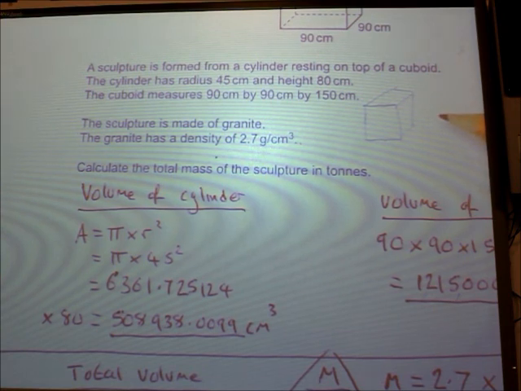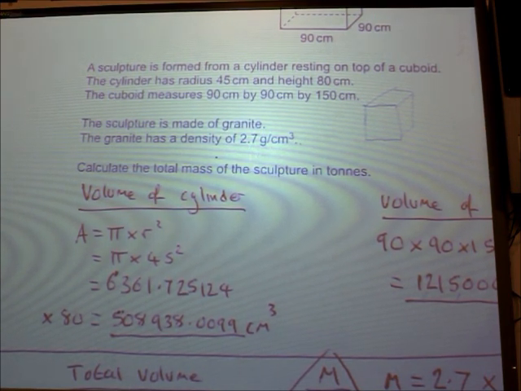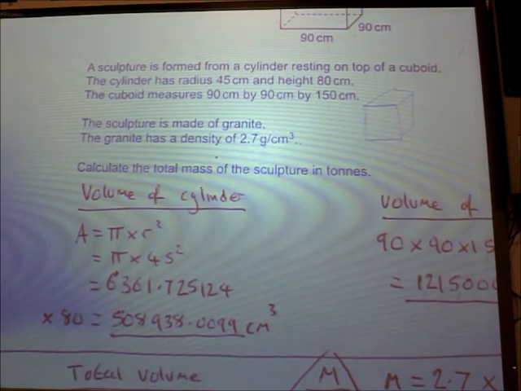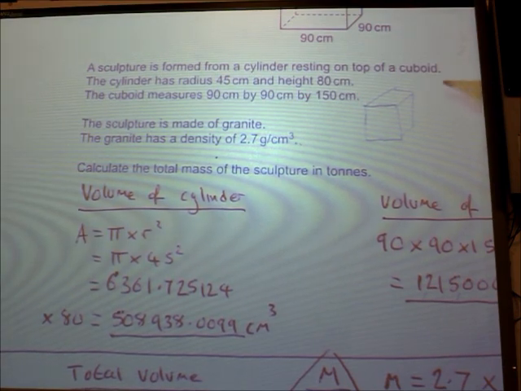Obviously that's not very heavy. To give you a bit of context, a packet of crisps weighs between 25 and 30 grams. So you only need about 10 of these little cubes to weigh the same as a packet of crisps. Obviously granite is very dense, so you don't need as much of it.